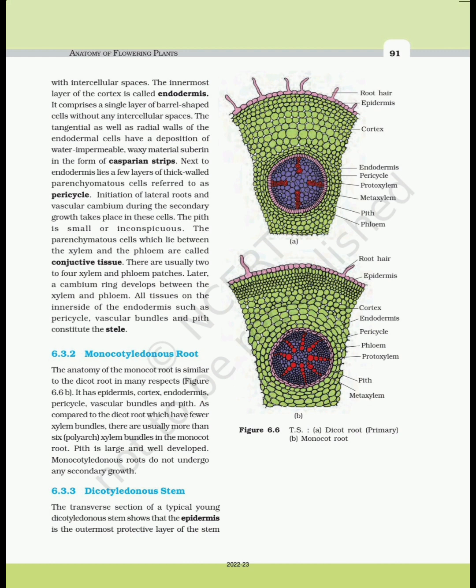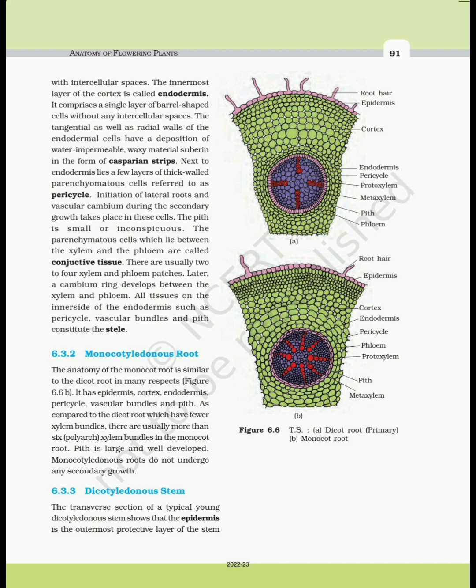Next to endodermis lie a few layers of thick-walled parenchymatous cells referred to as pericycle. Initiation of lateral roots and vascular cambium during secondary growth takes place in these cells. The pith is small or inconspicuous. The parenchymatous cells which lie between the xylem and the phloem are called conjunctive tissue. There are usually 2 to 4 xylem and phloem patches. Later, a cambium ring develops between the xylem and phloem. All tissues on the inner side of the endodermis, such as pericycle, vascular bundles and pith, constitute the stele.